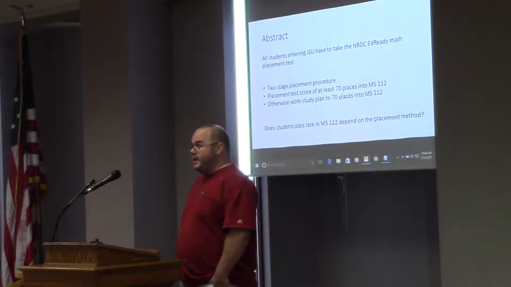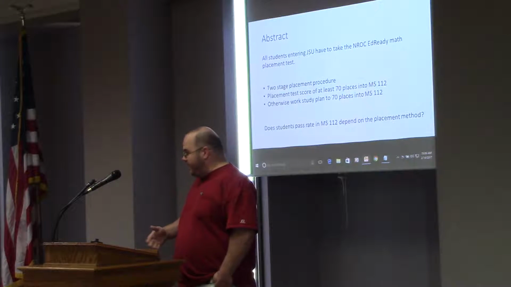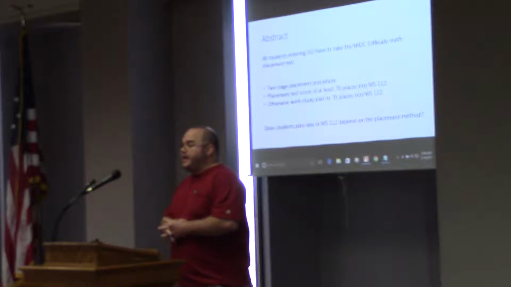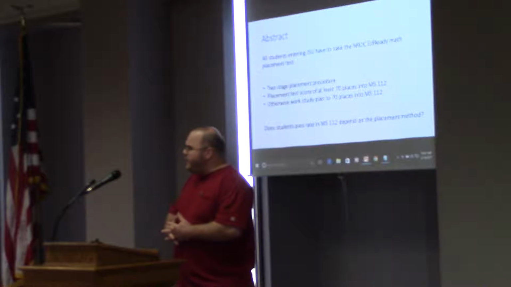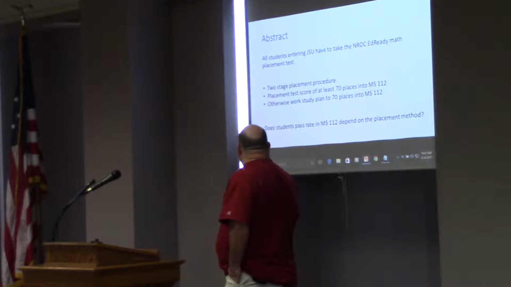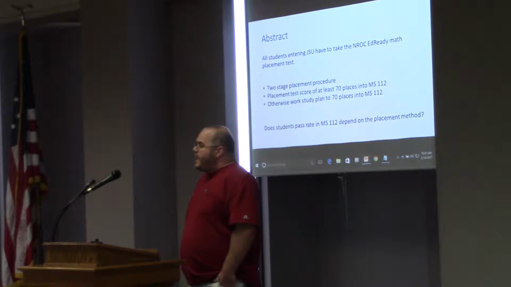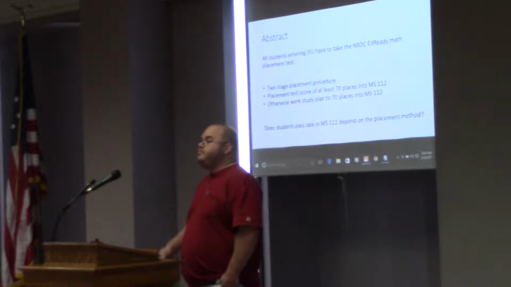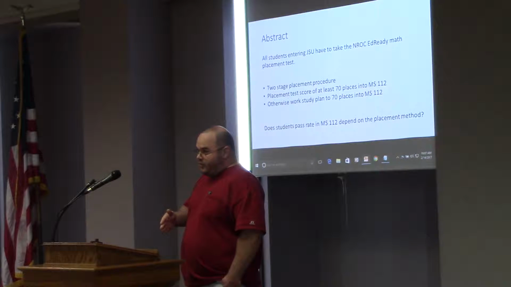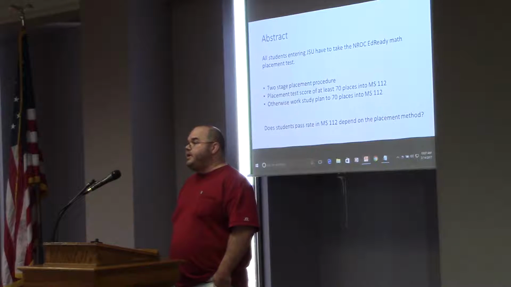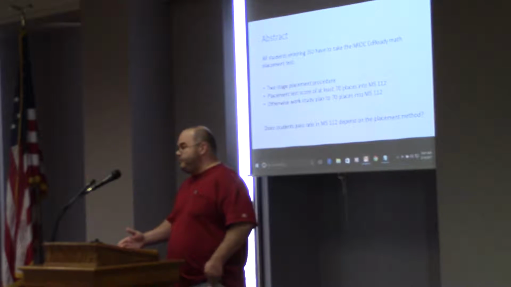We used to use the ACT Compass, but that wasn't really designed for placement. So we went to some kind of system looking for placement, and what we've gone to is the NROC Ed-Ready Placement Test. This is a two-stage procedure. First of all, they take the placement test, and if they score at least a 70, they get placed into 112. If they make less than a 70, there's a study path they can work through. Once they hit 70 on that, they can get into 112. So the question was, does the pass rate in 112 depend on which method they get there, straight from placement or through the study path?